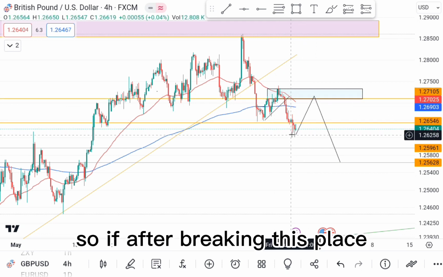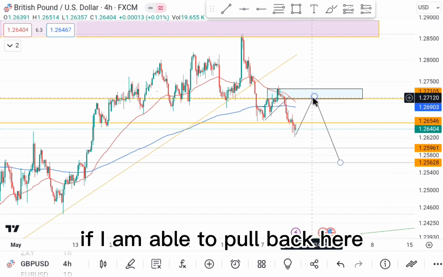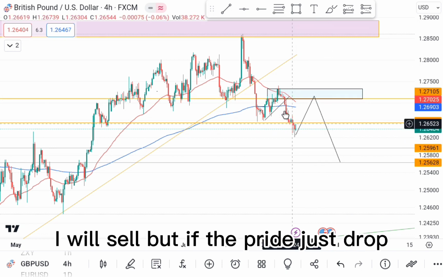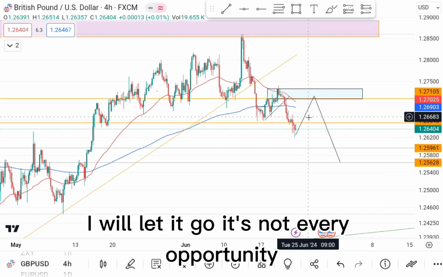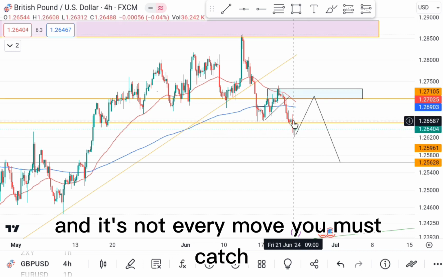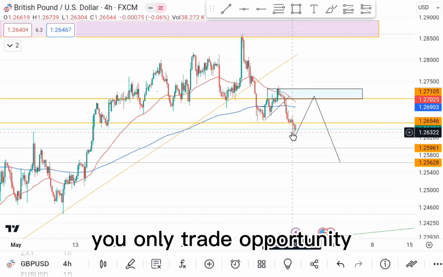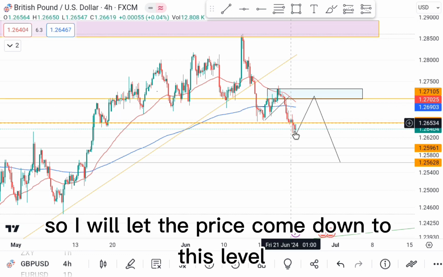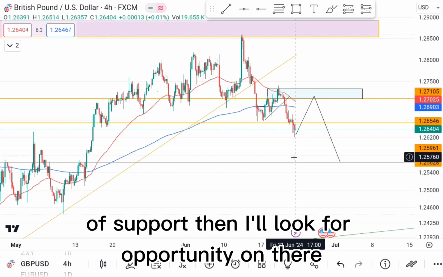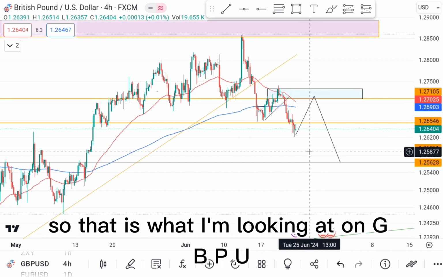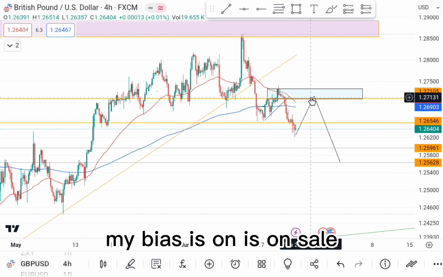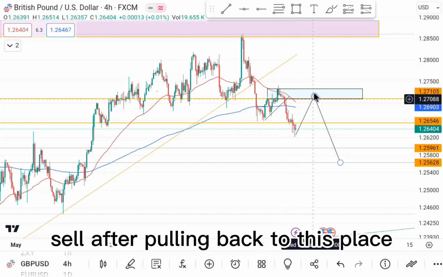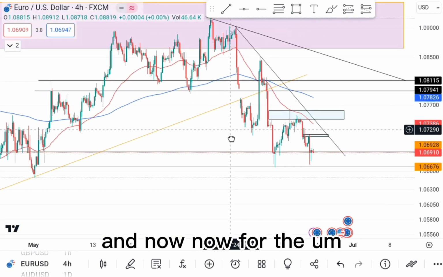If after breaking this place the price is able to pull back here, I will sell. But if the price just drops without giving me any opportunity, I will let it go. It's not every move you must catch. You only trade opportunities, you don't trade every move. So I will let the price come down to this level of support, then I'll look for a buy opportunity from there. That is what I'm looking at on GBPUSD next week, but my bias is on sell, after pulling back to this place.